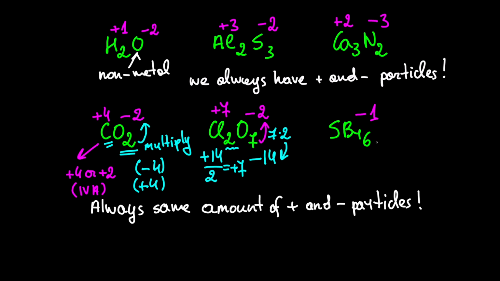And because we have 6 bromine atoms, overall negative charge is -6. We have one sulfur atom present, so its oxidation state must be +6 to balance negative and positive particles in the compound. Okay, so now we covered the compounds which have monatomic ions in their composition.